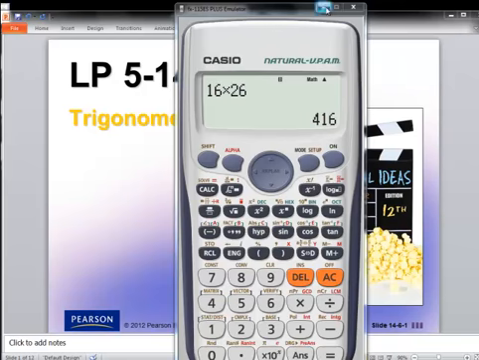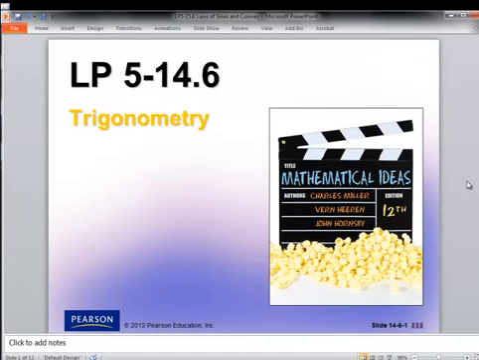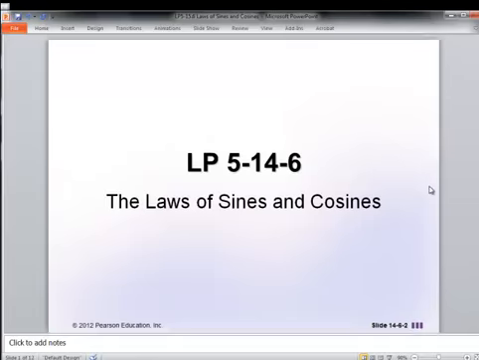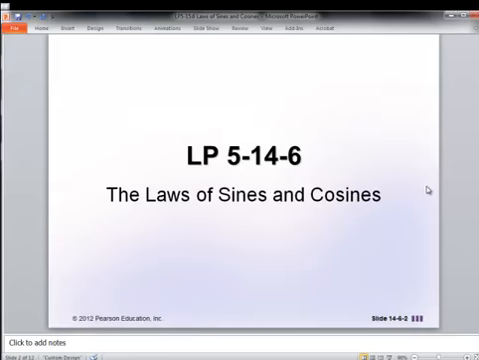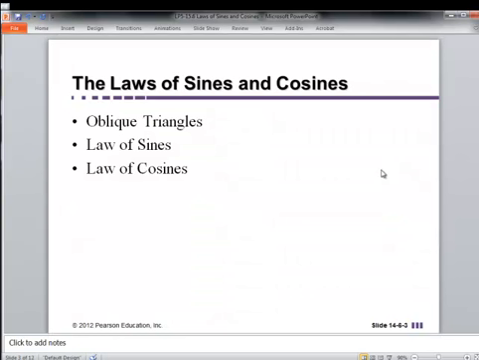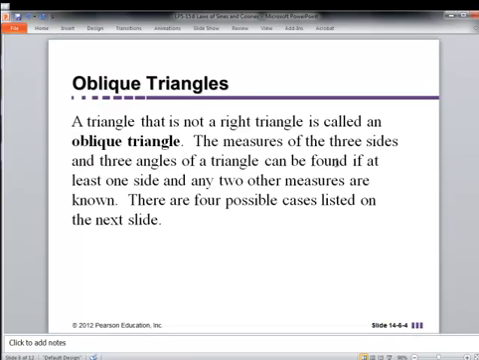Today, we are starting a lesson on trigonometry applications of the laws of sines and cosines. These deal with oblique triangles. A triangle that is not a right triangle is called an oblique triangle.